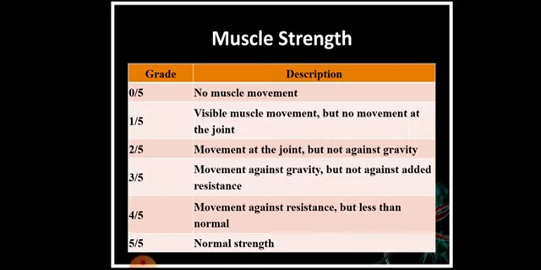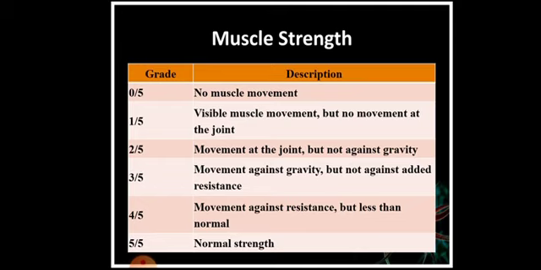Muscle strength is tested by assessing the patient's ability to flex and extend the extremities against resistance, using a 5-point scale to rate the muscle strength. So how will we check the muscle strength? By assessing the patient's ability to flex or extend the extremities against resistance. So the grading is important.